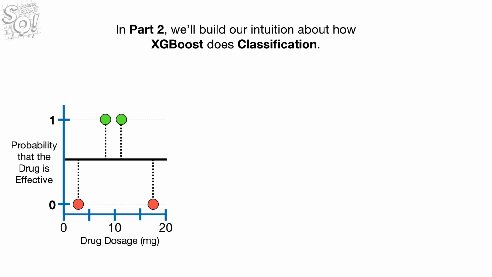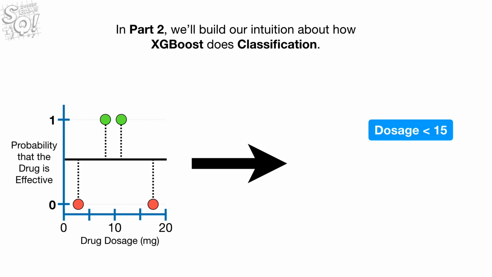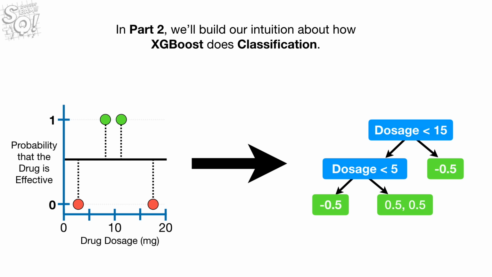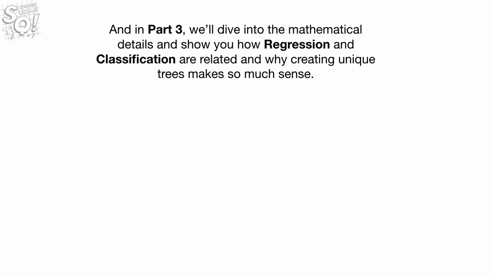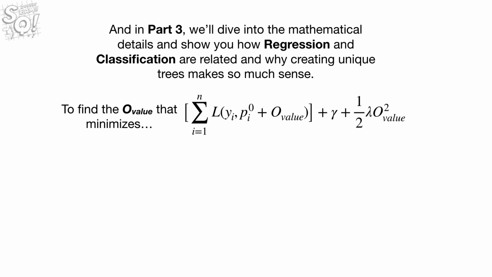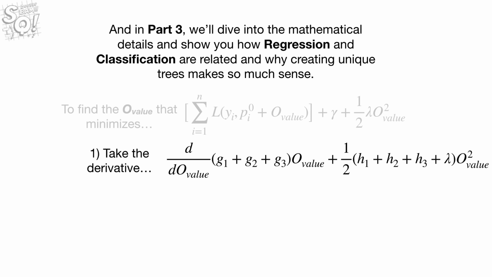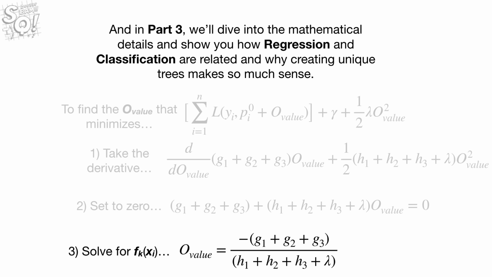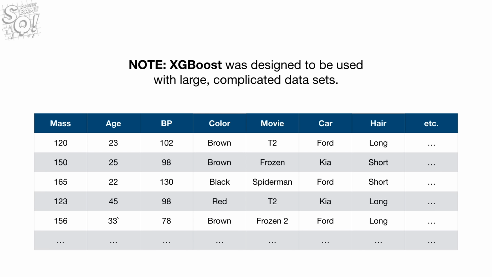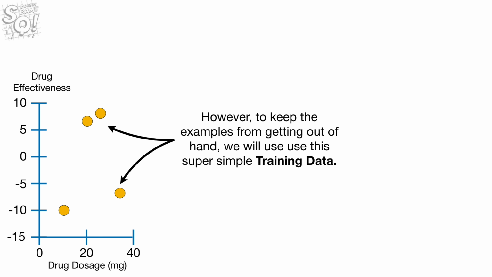In Part 2, we'll build our intuition about how XGBoost does classification. And in Part 3, we'll dive into the mathematical details and show you how regression and classification are related and why creating unique trees makes so much sense. Note: XGBoost was designed to be used with large, complicated datasets. However, to keep the examples from getting out of hand, we'll use this super simple training data.